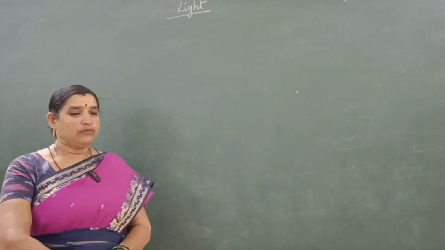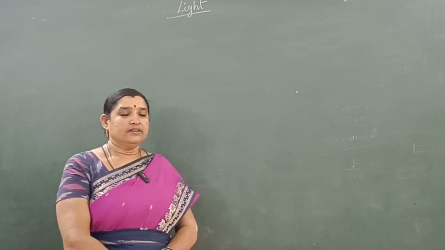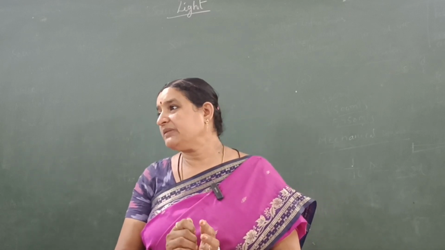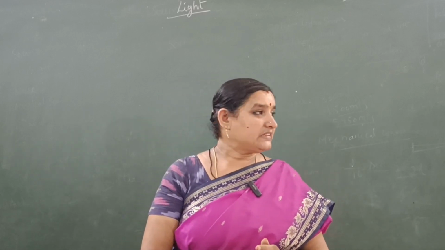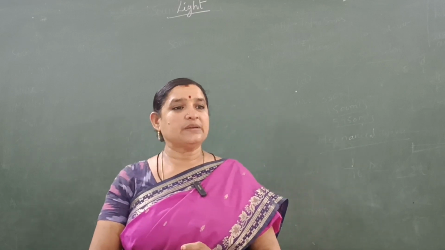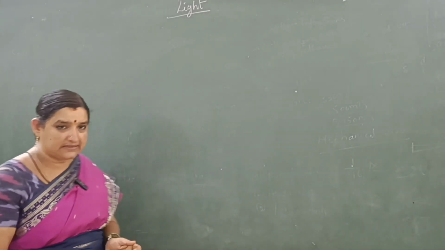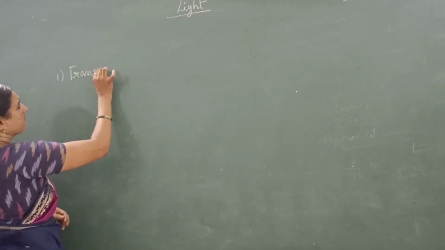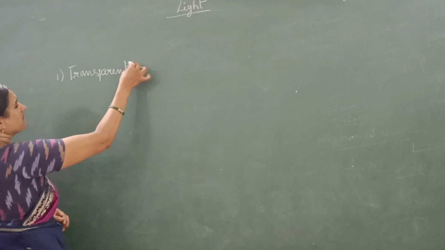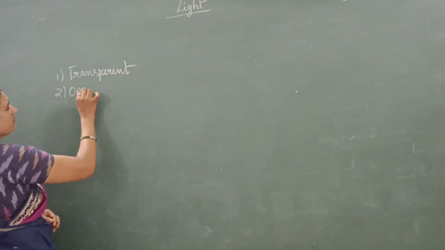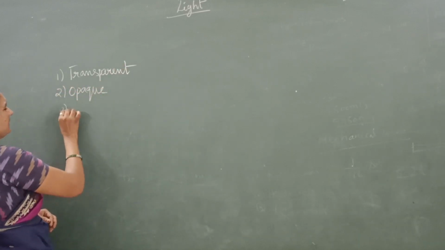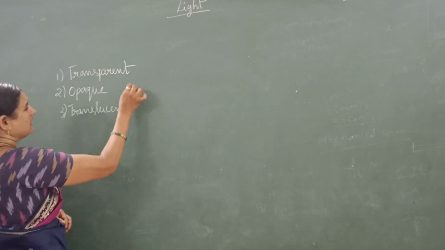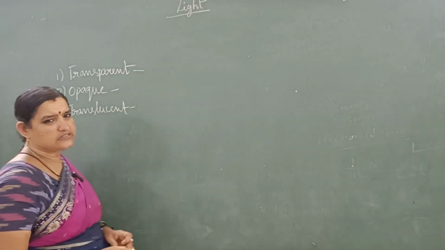Okay. Now, before going to know about light, we have to know about the nature of matter, substances. Based on the propagation of light, the substances are classified into three kinds. Those are transparent, opaque, translucent. Transparent material, opaque material and translucent material.